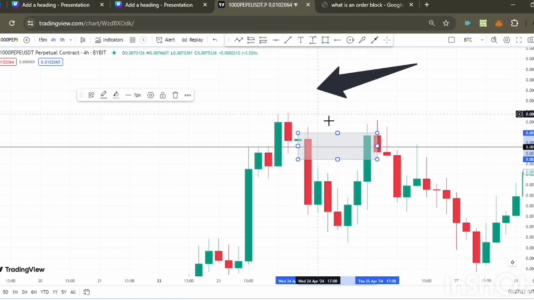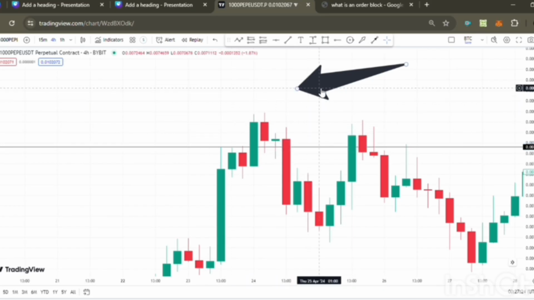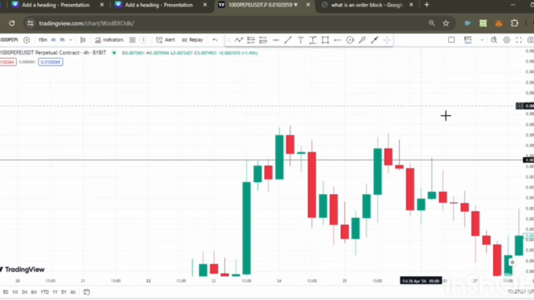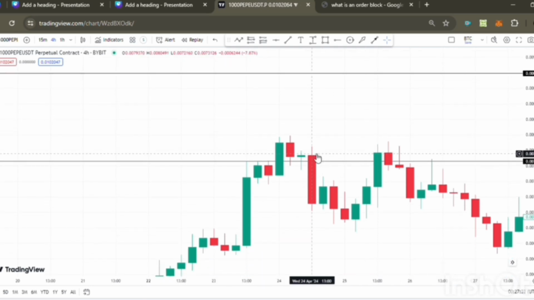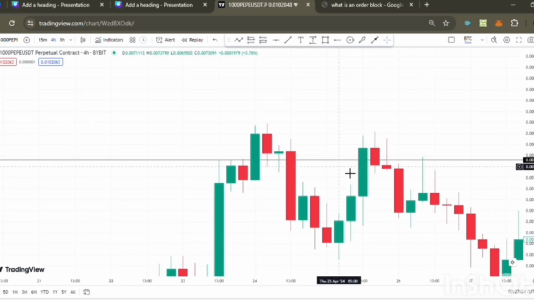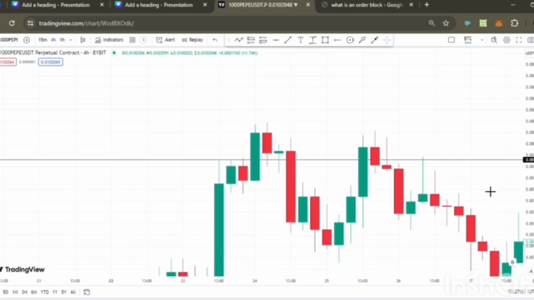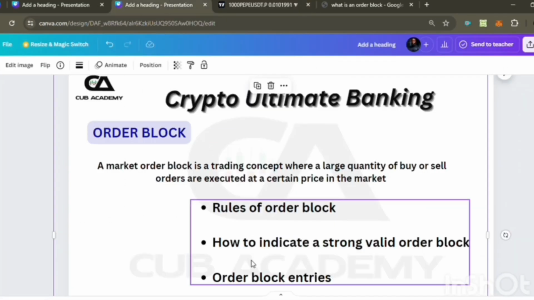So now this will make us look into the rules of order block, because you can't just see a candlestick and call it an order block. We use candlestick analysis to indicate the order block. So we will now go into the topic on the rules of order block.